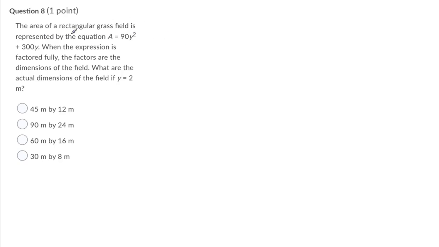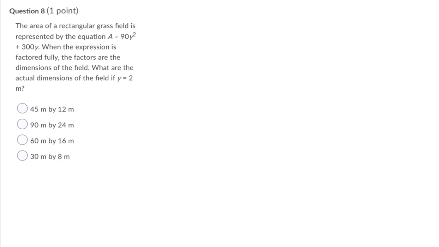The area of a rectangular grass field is represented by the equation 90y squared plus 300y. When the expression is factored fully, the factors are dimensions of the field. What are the actual dimensions if the field is y equals 2 meters? So these sorts of ones seem to be the common questions that I got. So hopefully this is helping a lot of you to see how those are done.